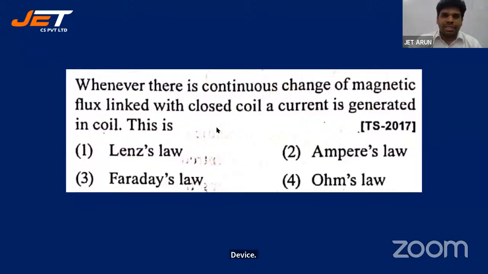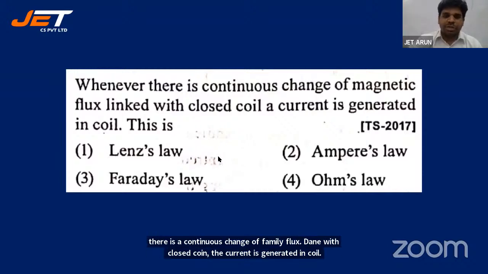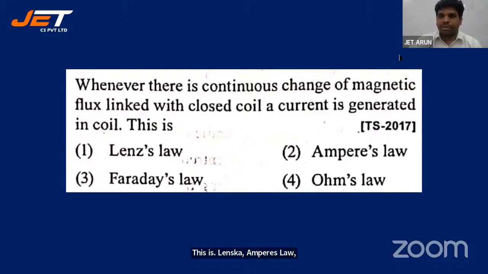Whenever there is continuous change of magnetic flux linked with closed coil, a current is generated in coil. This is Lenz's law, Ampere's law, Faraday's law, Ohm's law. Which law is this, students?